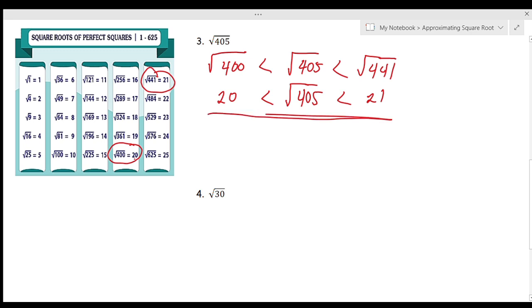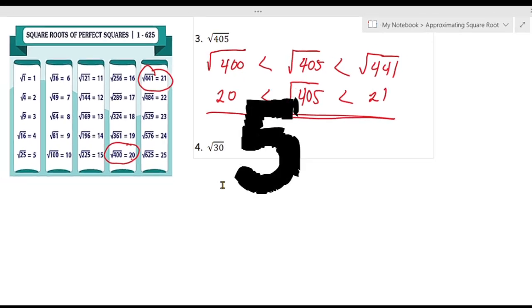Next, how about this square root of 30? So I'll give you 5 seconds to answer. Sige nga, kayo nga.